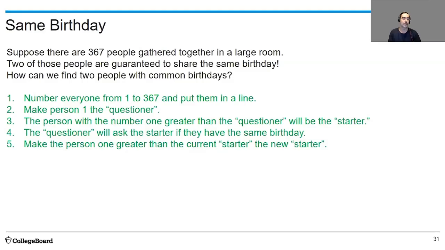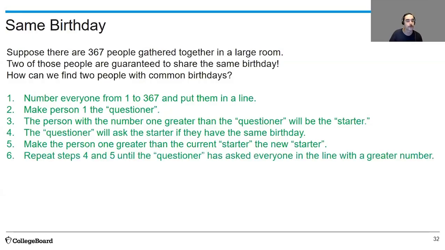So the questioner will ask the starter if they have the same birthday. And then what we need to do is not just ask that person, but ask everybody else in line. So we'll make the person 1 greater than the current starter the new starter. And we will repeat steps 4 and 5 until that questioner has asked everybody in the line with a greater number than them. Okay, so right now, that's just person 1 who has asked everybody in line, but person 1 might not share a common birthday with everybody.